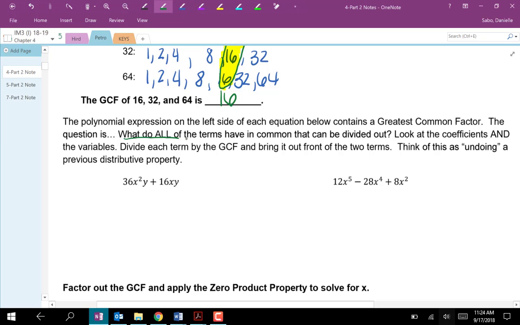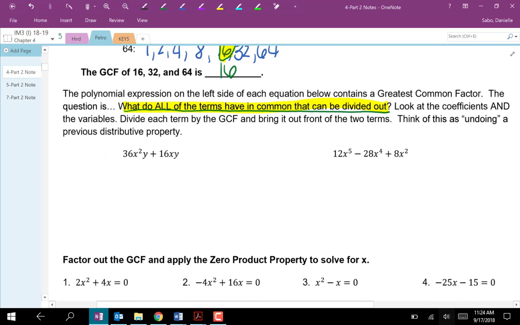So I'm going to star this, underline it, highlight it, whatever, because that's the ultimate question when you're doing factoring. What do all of the terms have in common that can be divided out? So look at the coefficients and the variables, like the numbers and the letters. Divide each one of them by the GCF and think of it as undoing factoring or undoing distributing. Okay, and I'll show you what I mean by that.